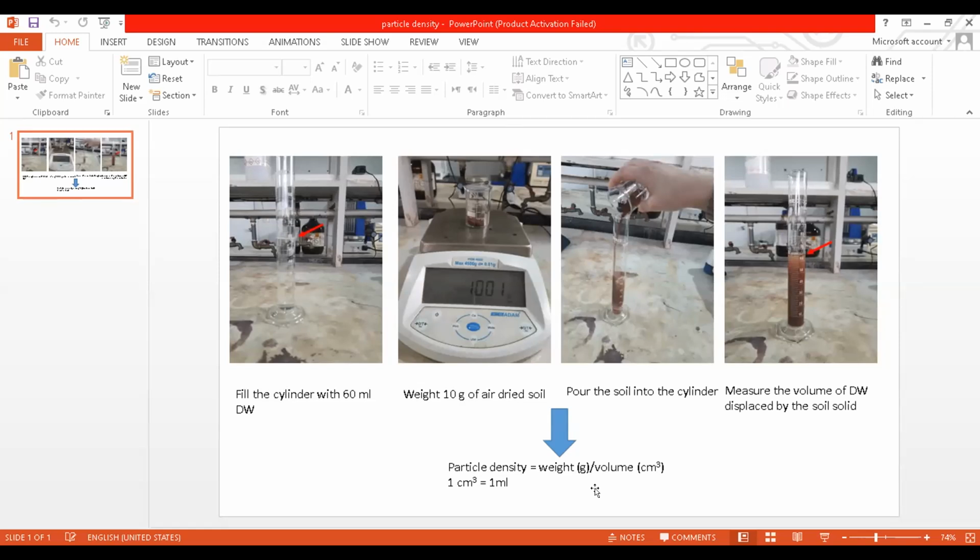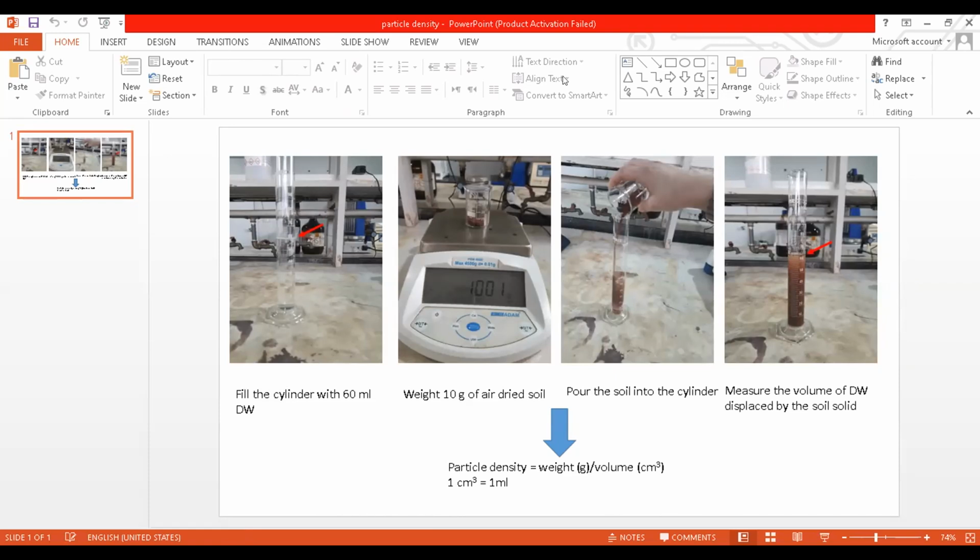So the particle density is equal to 2.002, I guess. And the soil seems like sandy soil. And this is a very rapid method to determine the volume. And here we depend on the rule of displacement of liquid.